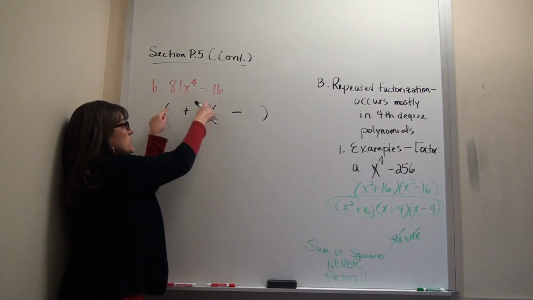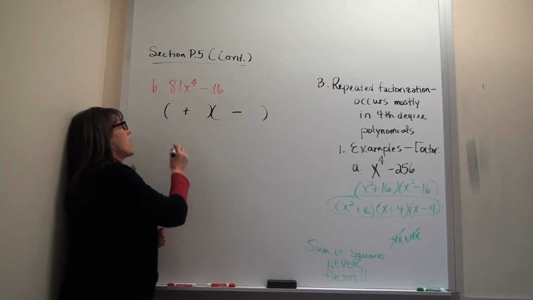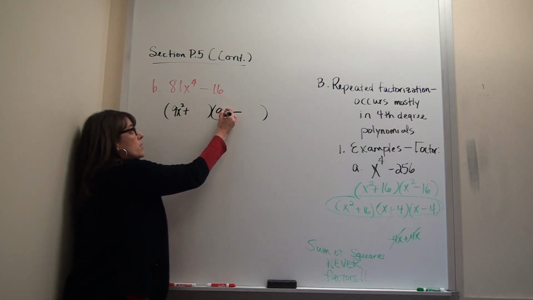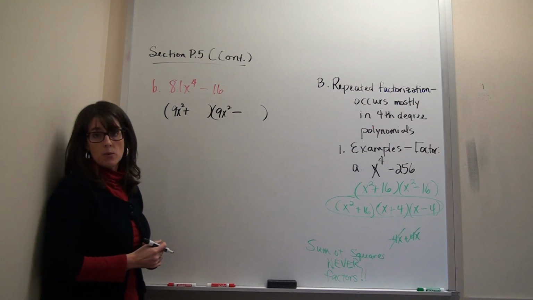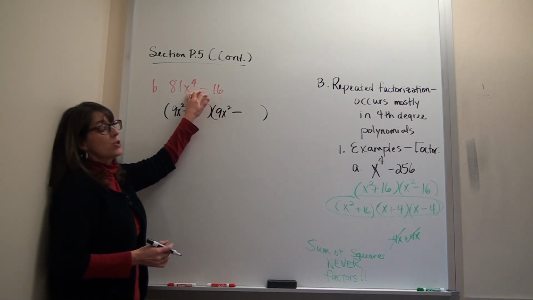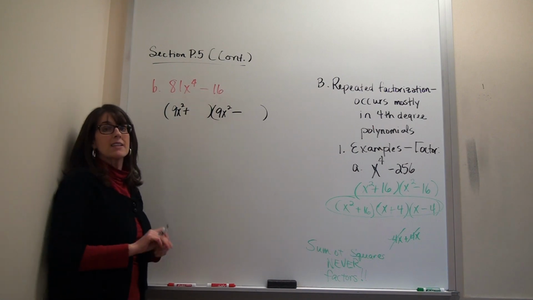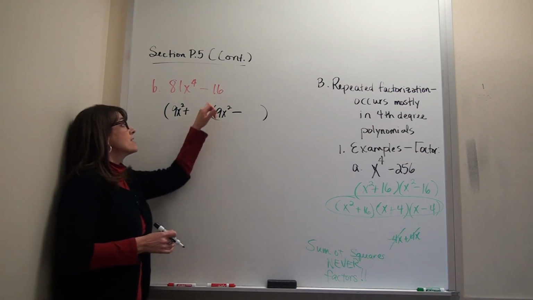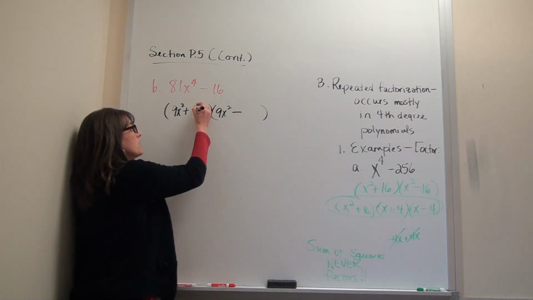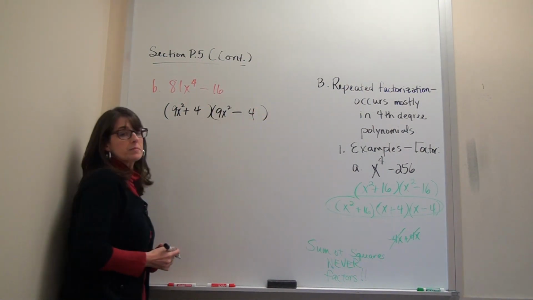And I'm going to take this, I'm going to split it up into the front slots. 81x to the 4th splits up as a 9x squared and a 9x squared. Again, I could split it up as an 81 and a 1. I could split it up as an x to the 1st and an x to the 3rd. But when there's two terms here, that's my red flag saying let's try to split it evenly. 16 could be an 8 and a 2, 16 and a 1, but I'm going to try to split it evenly into a 4 and a 4.